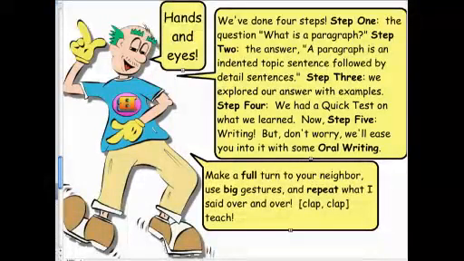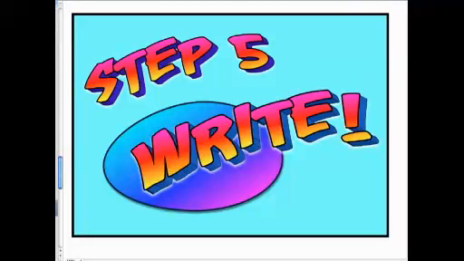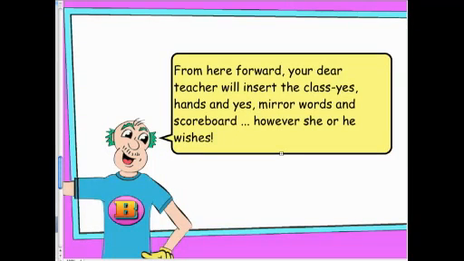Now, we've done 4 steps. Question, answer, lots of examples. We've tested them, and now we do some writing. We'll start with oral writing. So now we're at step 5. And in the lesson, I say, from here forward, the teacher is going to insert the class yes, hands and eyes, mirror words, and scoreboard, wherever you want.